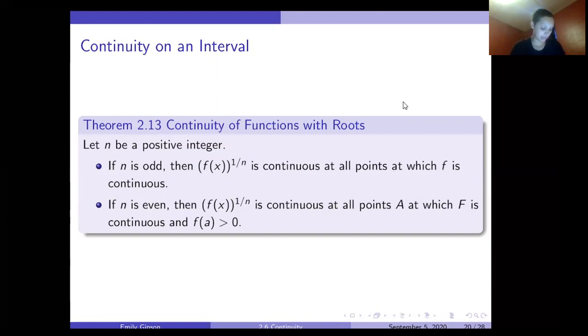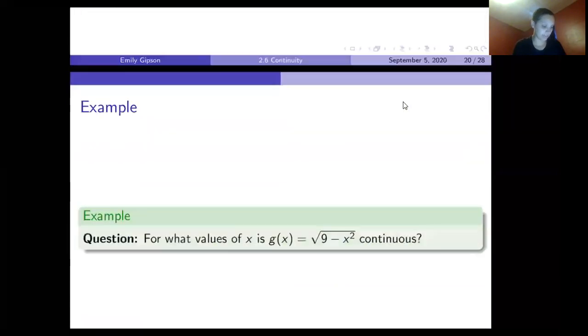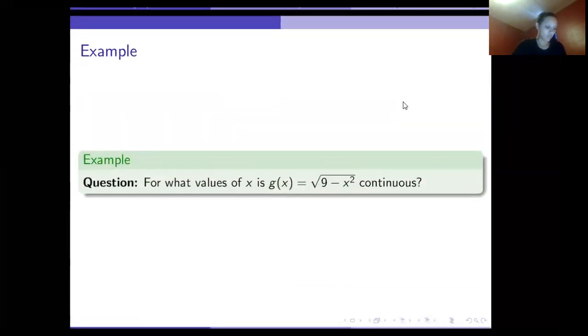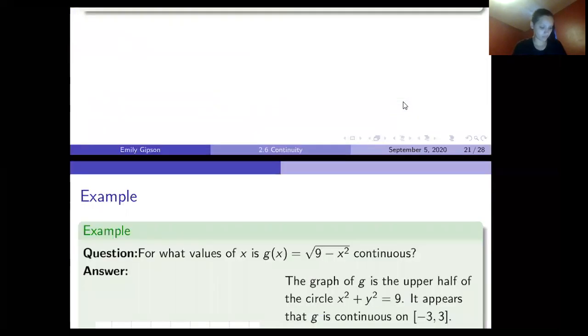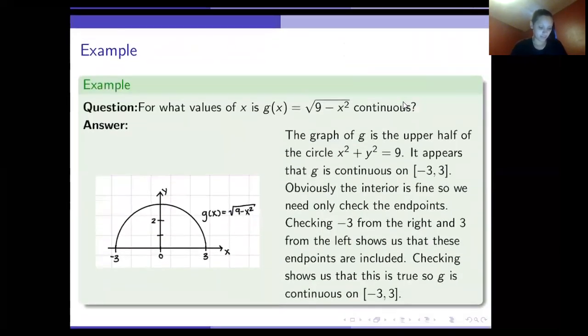So what does this look like? Let's do a quick example. We're interested in what values of x is g of x equals square root of 9 minus x squared continuous. The graph of g, which I have drawn on the left, is the upper half of the circle x squared plus y squared equals 9. And it appears that g is continuous from -3 to 3 inclusive. Obviously the interior is fine, so we need only check the endpoints.